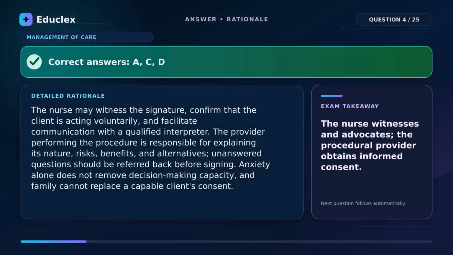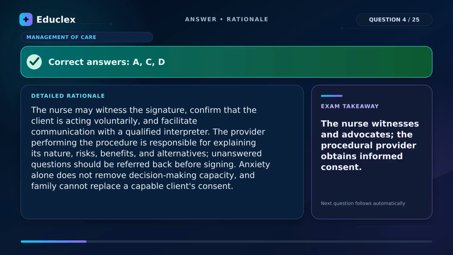The correct answers are A, C, and D. Here is the rationale. The nurse may witness the signature, confirm that the client is acting voluntarily, and facilitate communication with a qualified interpreter. The provider performing the procedure is responsible for explaining its nature, risks, benefits, and alternatives. Unanswered questions should be referred back before signing.